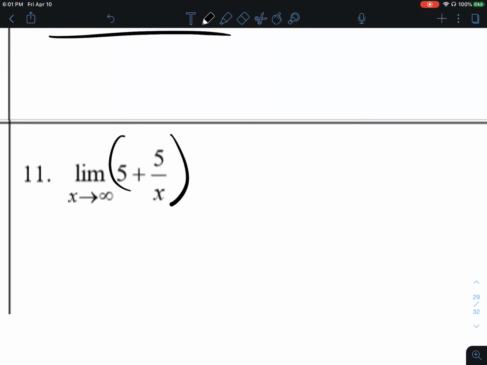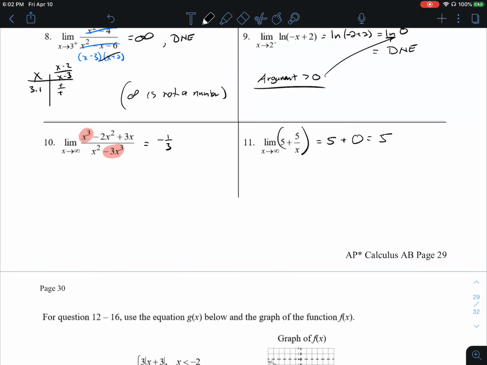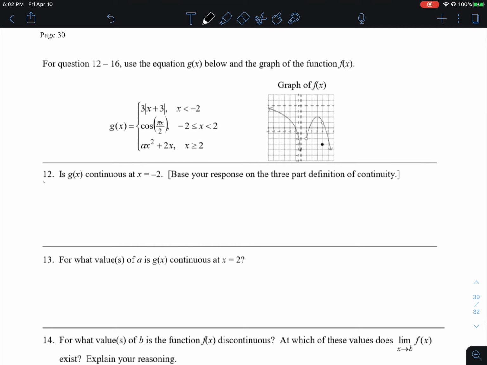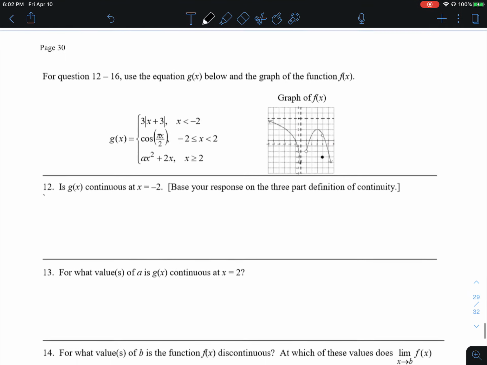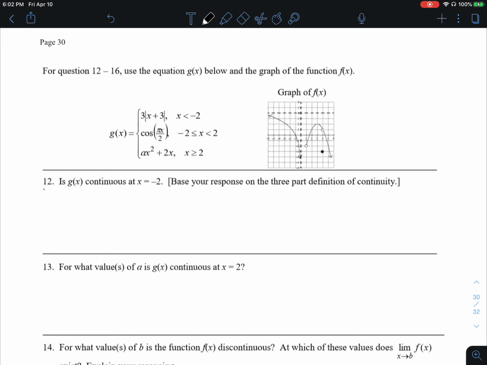Number 11, this argument should have been in parentheses. Sorry that it wasn't. As x approaches infinity, 5 approaches 5, and 5 over x approaches 0. 0 plus 5 is 5. 12 through 16. Use the equation of g of x and the graph of f to answer the questions. 12, is g of x continuous at negative 2?